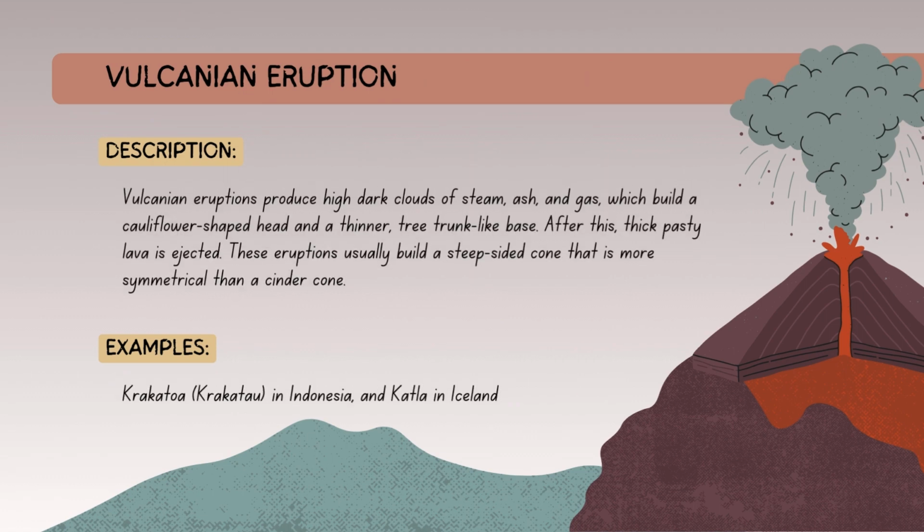Volcanian eruption. These Volcanian eruptions produce high dark clouds of steam, ash, and gas, which build a cauliflower-shaped head and a thinner, tree trunk-like base. After this, thick pasty lava is ejected. These eruptions usually build a steep-sided cone that is more symmetrical than a cinder cone. For example, Krakatoa in Indonesia, and Katla in Iceland.